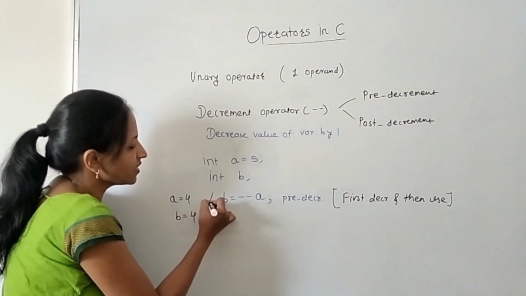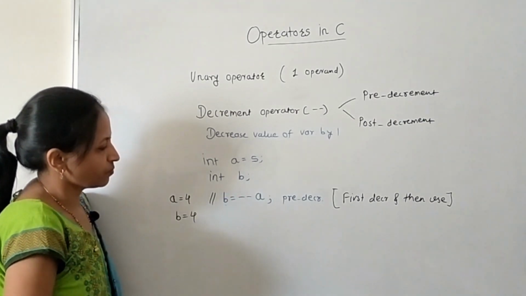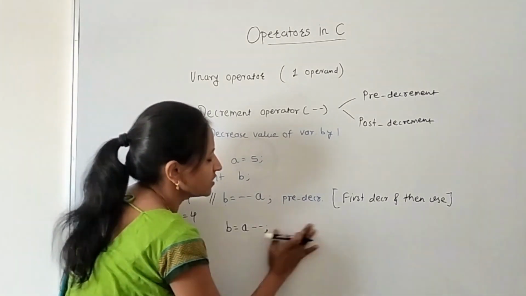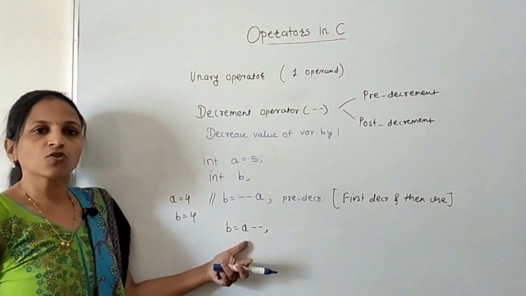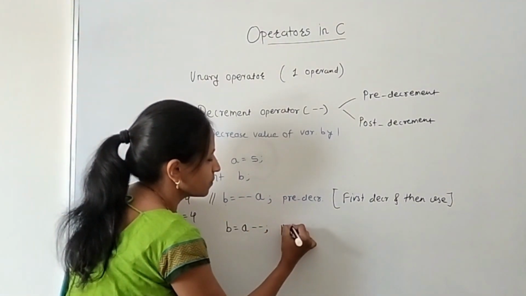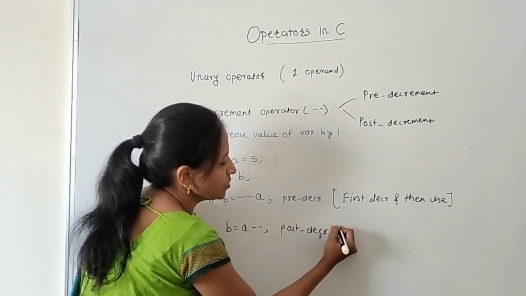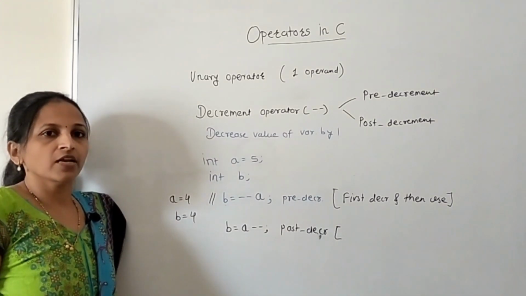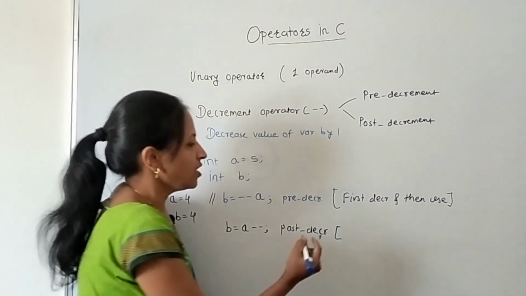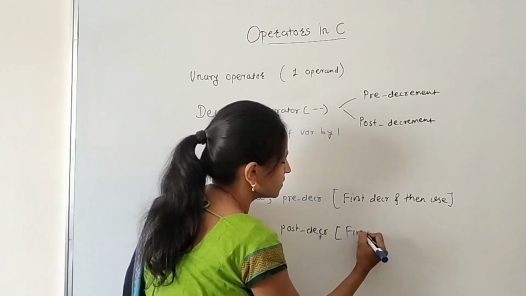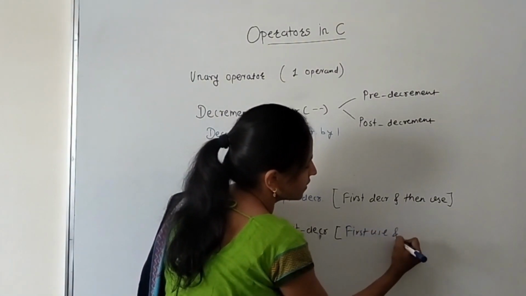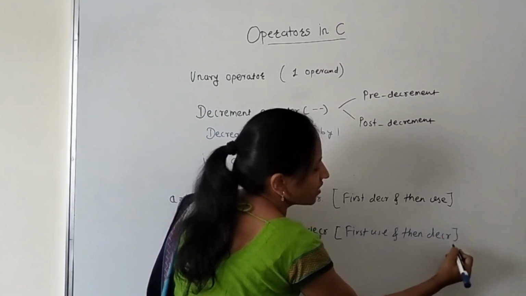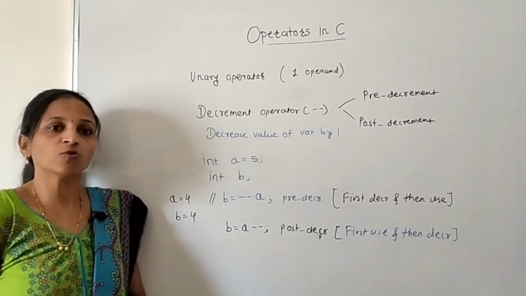And suppose we are not writing this one, we are writing like this: b = a--. What is this? This style is called post decrement. Now what is post? Post means after using, decrement the value of that variable. It means first use and then decrement the value of that variable by 1. This is the meaning of post decrement.